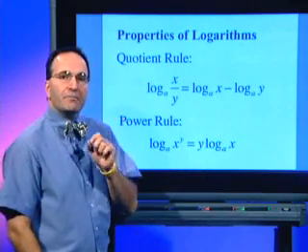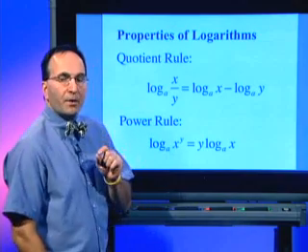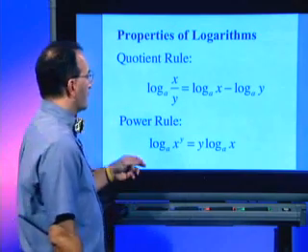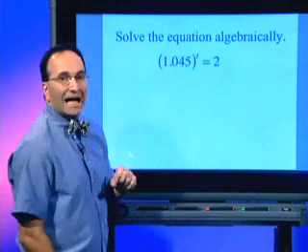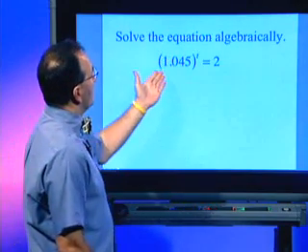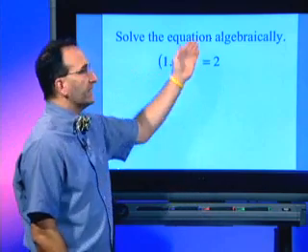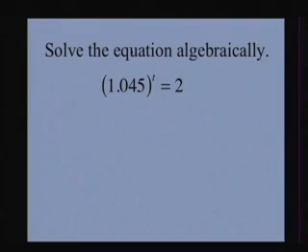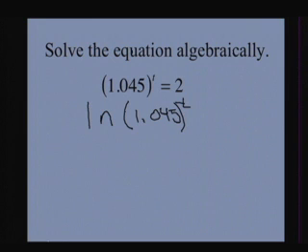All right, I think the best thing here would be to look at an example of using the inverse properties to solve an equation. Solve the equation algebraically. We have 1.045 raised to the t, and that's equal to 2. And so what we will do is we'll take the log of both sides of this equation. I will use the natural log. So ln of 1.045^t equals the natural log of 2.